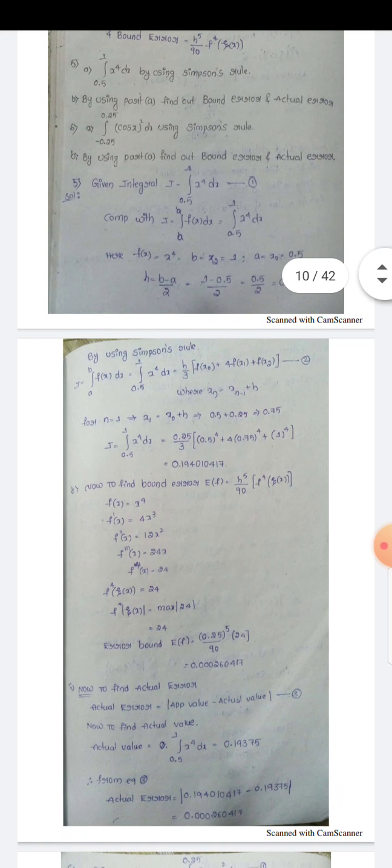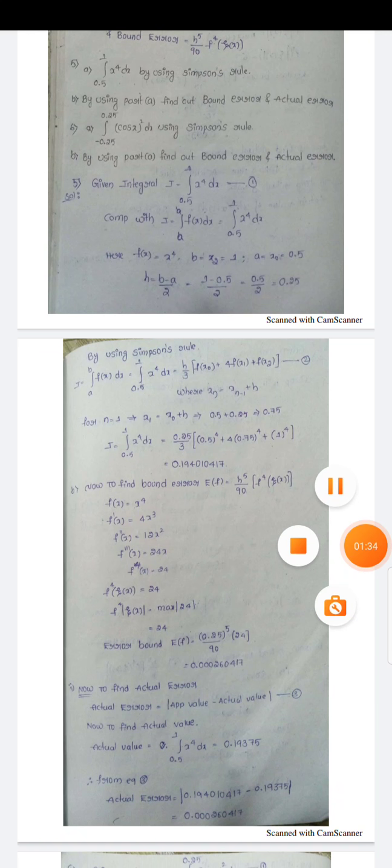Next, problems. First problem: A bit, integral 0.5 to 1 of x power 4 dx by using Simpson's rule. B bit, by using part A, find out the bound error and actual error. Next problem: A bit, integral from minus 0.25 to 0.25 of cos x square dx using Simpson's rule. B bit, by using part A, find out the bound error and actual error.